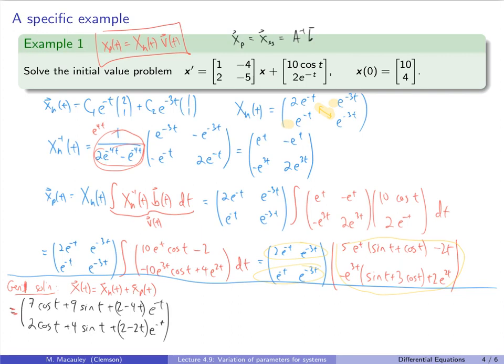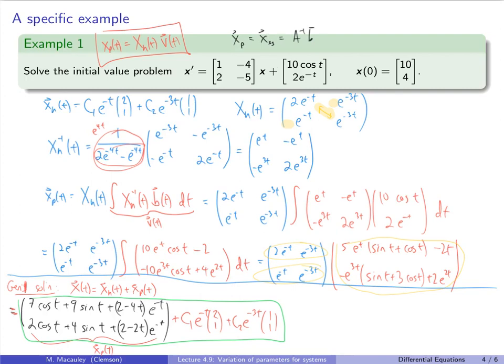So I'll do that first. So again, this is xp. And then plus the homogeneous solution is c1 e to the minus t times the vector 2, 1, plus c2 e to the minus 3t times the vector 1, 1. So this is our solution right there. That's our general solution. Now I shouldn't say final because I actually gave you an initial condition.